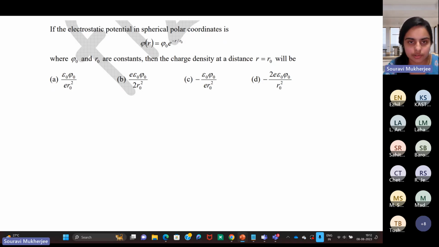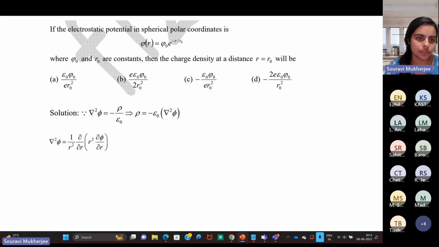So if I share the solution, it would be something like this, right? So this is the relation that we have to use. And then we have to use this expression, right? This is your, because it's only a function of r. So we just have to take the terms which have derivatives with respect to r. Okay. And all other terms are 0. So del square phi is given by this.